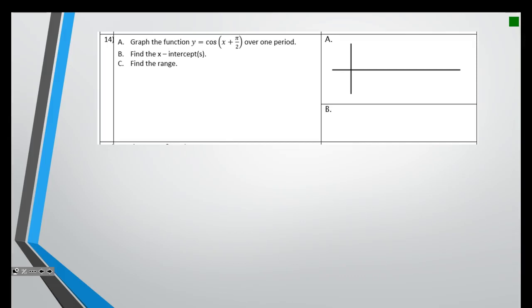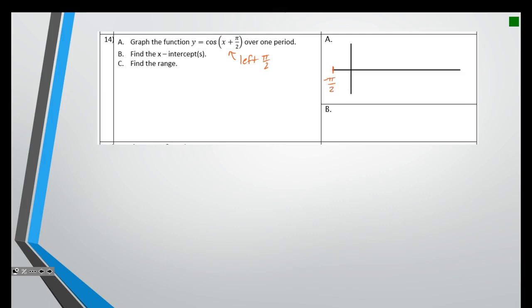We're going to graph this cosine function that has a phase shift. The phase shift is pi over 2 to the left. So what that tells me is that my new starting point is going to be to the left of 0, so it's going to be at negative pi over 2.